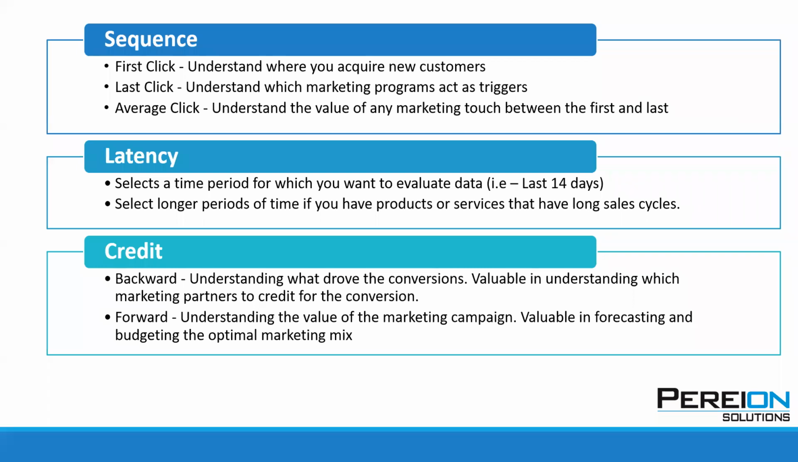And finally, credit. This parameter chooses to look at where sales come from or to look at the value of your marketing campaign. Forward attribution, this type of logic is valuable in forecasting and budgeting your optimal marketing mix, and backward attribution is valuable in understanding which marketing partners to credit for a sale or conversion.